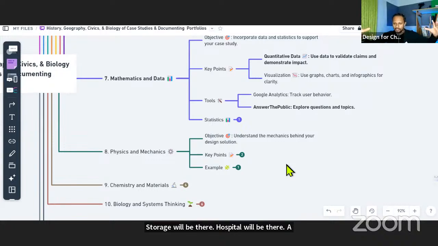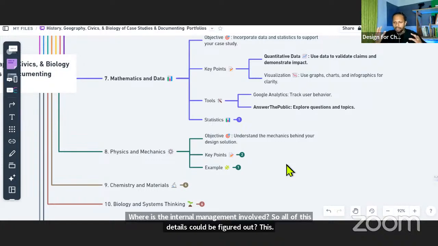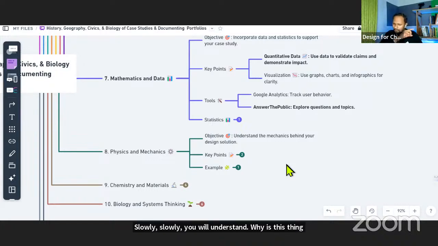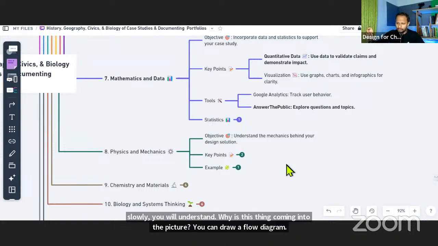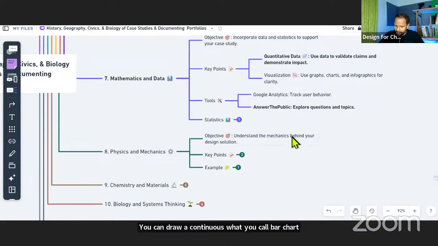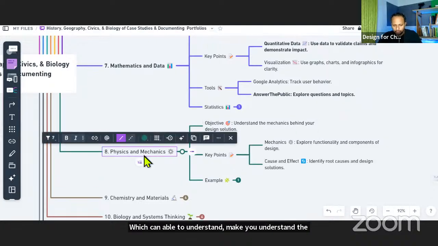There is a lot of structure in it, right? How the mechanism really works, where the transport is involved, where the internal management is involved. All of these details could be figured out. Slowly you will understand why this thing is coming into the picture. You can draw a flow diagram, you can draw a bar chart, which makes you understand the mechanics behind it. That's how you can structure your project.